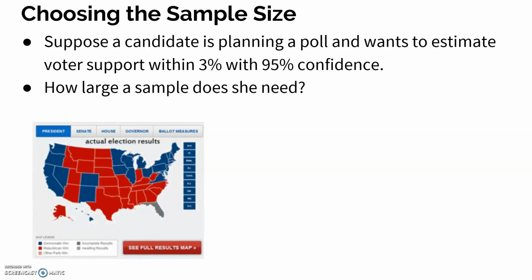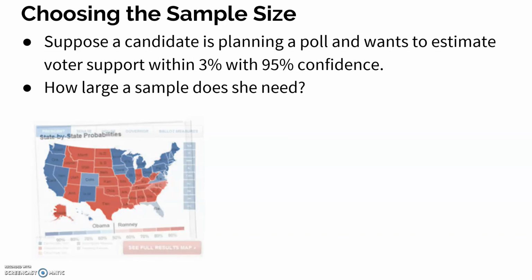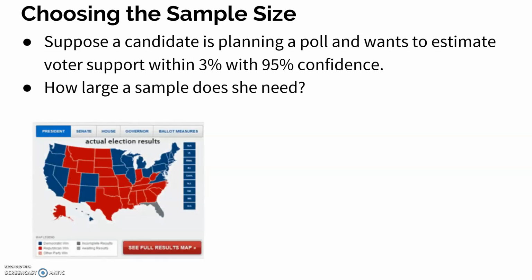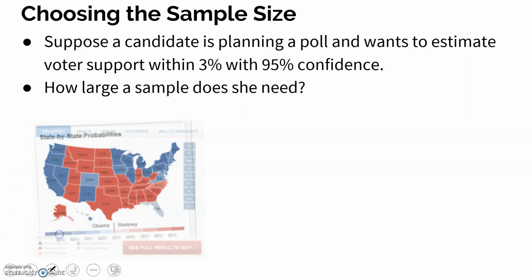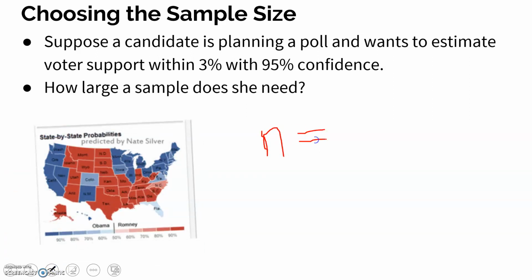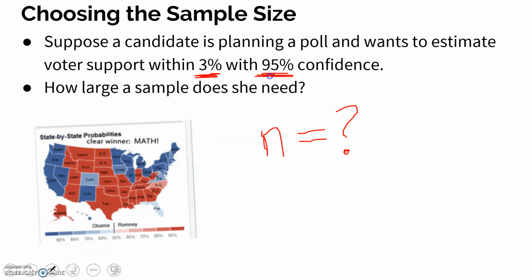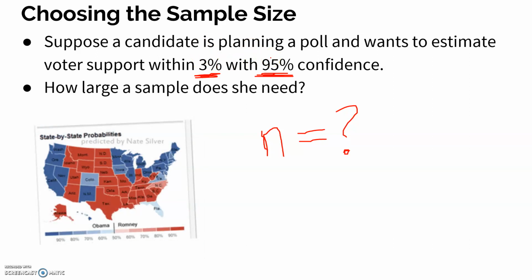So here is the question that I am proposing here. Let's say a candidate is planning a poll and wants to estimate voter support within 3%. So with a 3% margin of error with 95% confidence, how large of a sample does she need? So what we're going to do is figure out what sample size N is going to give us the appropriate values for this and this here. So how large of a sample are we going to need?